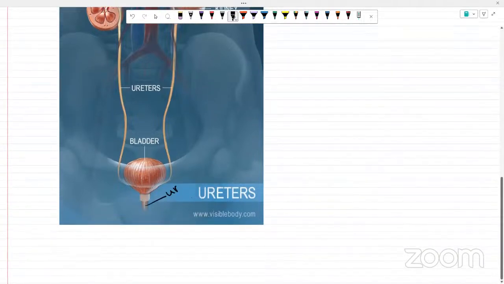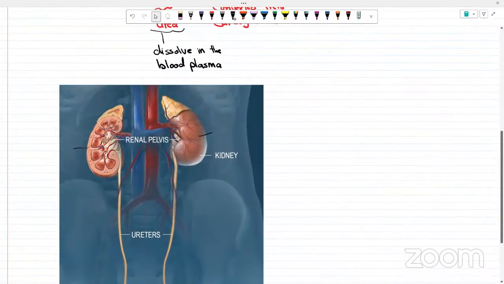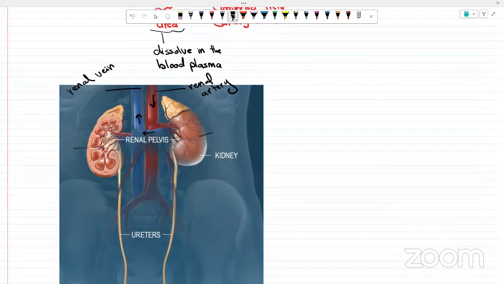This is the urethra. There is the blood supply that has to come to the kidney. The blood vessel which carries the blood to the kidney, carrying more urea, more oxygen, more glucose, is called the renal artery. The one which takes the blood out of the kidney back to the vena cava is the renal vein. Okay?